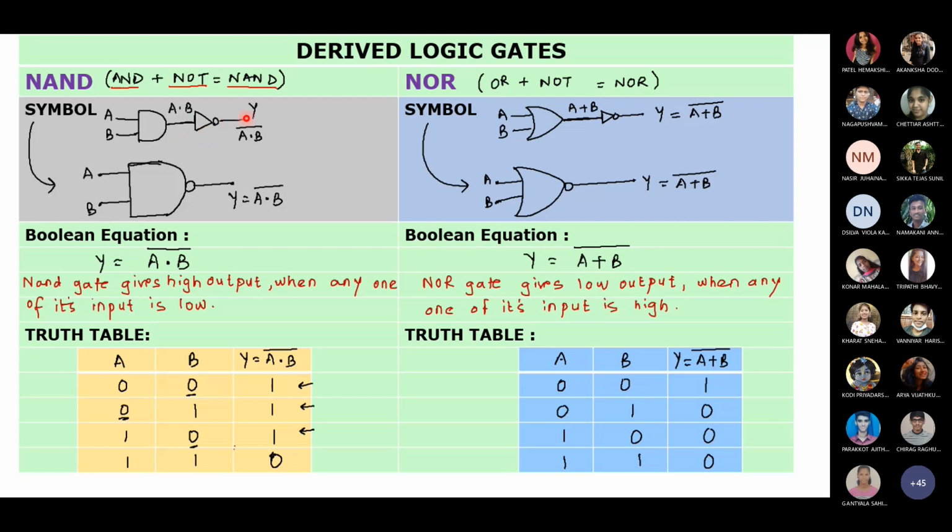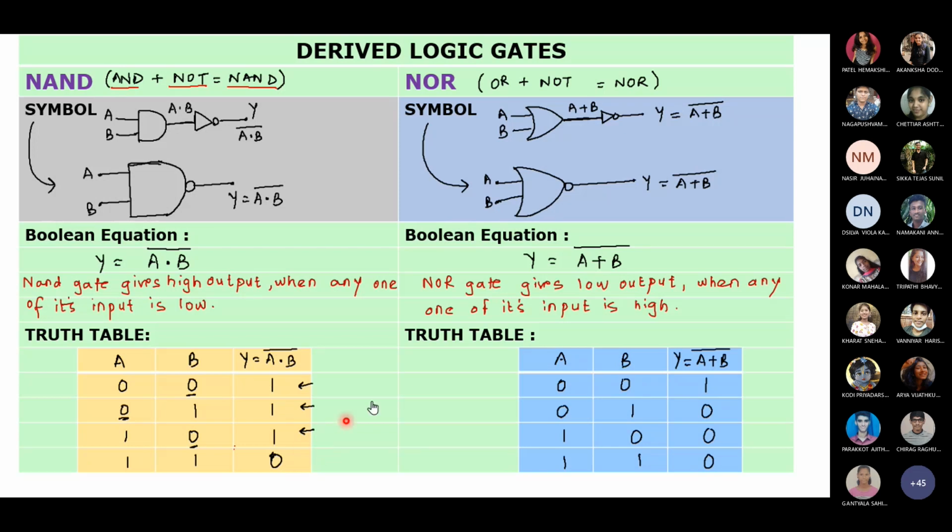The output expression of this will come with an inversion. So it will be (A dot B) bar. And that is the reason the Boolean expression for NAND is Y equals (A dot B) bar. Okay. So it is exactly opposite of AND. As it is exactly opposite of AND, the output of the truth table will also be opposite of AND.